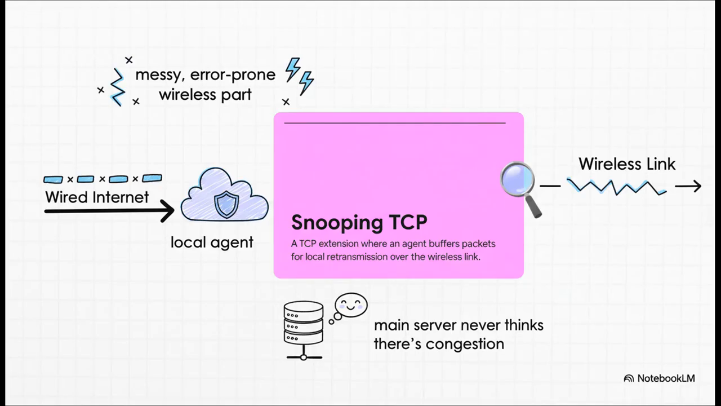And that's the genius of it. It creates this little buffer zone. It handles all the messy, unreliable wireless stuff locally and super fast. This shields the original server, way back on the wired internet, from ever even knowing there was a problem. So the main server never thinks there's congestion and just keeps sending data at full speed.